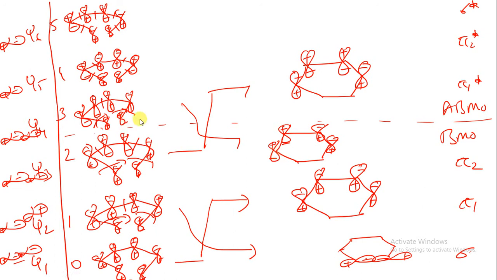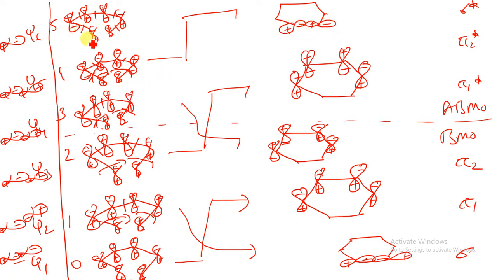Now the next thing: for the clockwise direction from this side and the clockwise direction from this side, the signs are different, so we can say it will go from the pi 2 star to the sigma star orbital. So what we have to copy, we have to see the terminal loop for the sigma orbital. Here we can say the minus plus sign, so it will be minus plus, plus and minus.